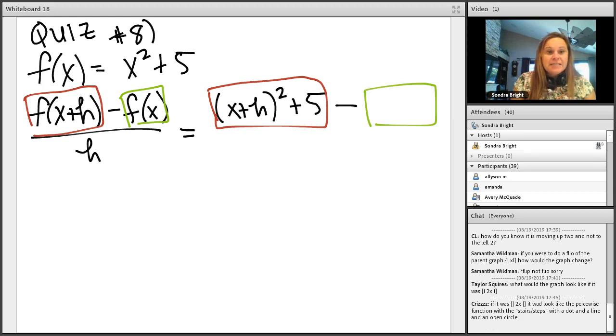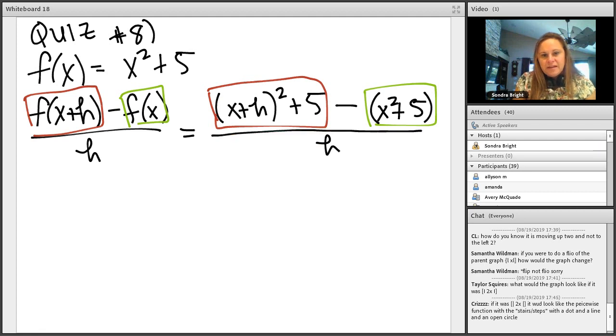Now, you're subtracting, and your f of x is a binomial, so you've got to put parentheses around it. Super important. If you don't, you're going to mess it all up. And then that's all over h. Okay. Then we do algebra.